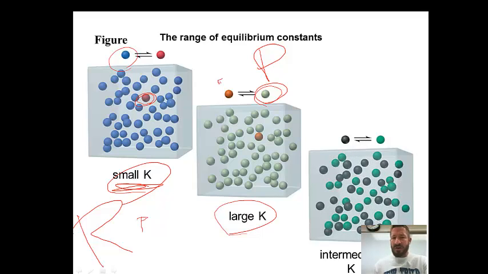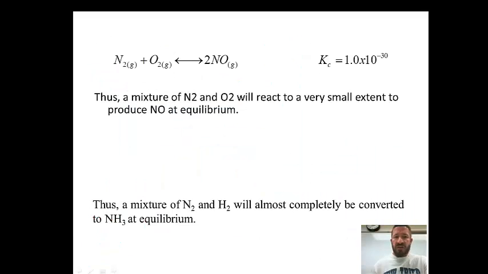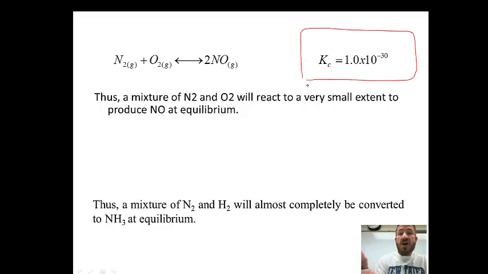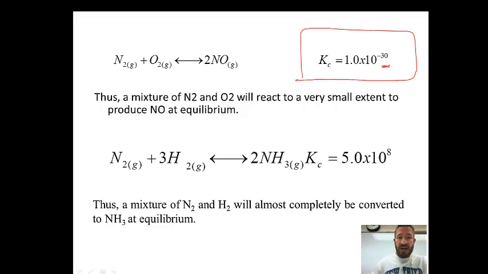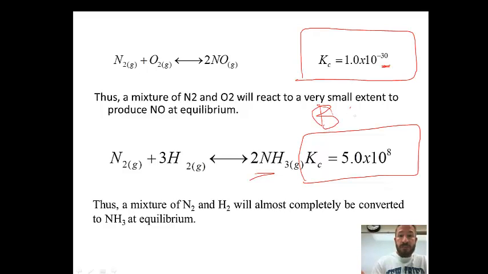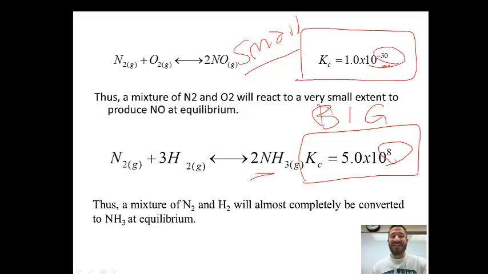Let's look at a couple of examples here. So we've got these two reactions. This is nitrogen and oxygen forming nitrogen monoxide. Notice this is a very small number. So that would be an example of a small K, 10 to the minus 30th. Then you look at the other reaction where you have nitrogen and hydrogen forming ammonia. This is a big number. So this is our example of a big K. And this is a small K. Small K indicated by the negative 30, big K indicated by the 10 to the 8th.